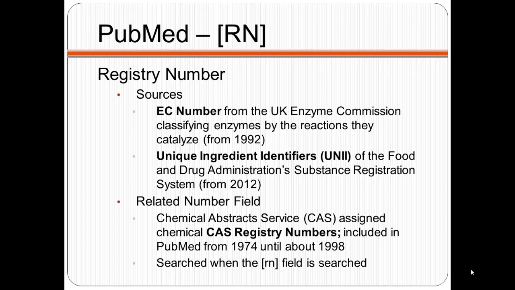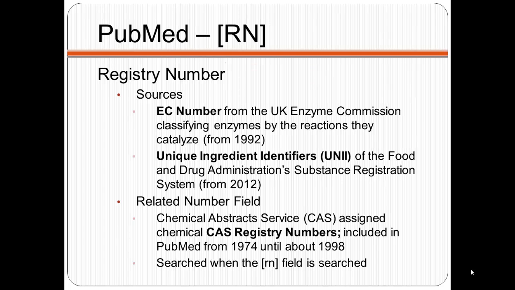Prior to 1999, registry numbers that had been assigned to chemicals by the Chemical Abstracts Service, CAS, were included in PubMed. The unique CAS registry number was used to link chemicals across the PubMed, ToxNet, PubChem, and related NLM databases. Starting in 2012, the registry number field began being updated with the unique ingredient identifiers, the UNIIs, of the Food and Drug Administration's Substance Registration System.